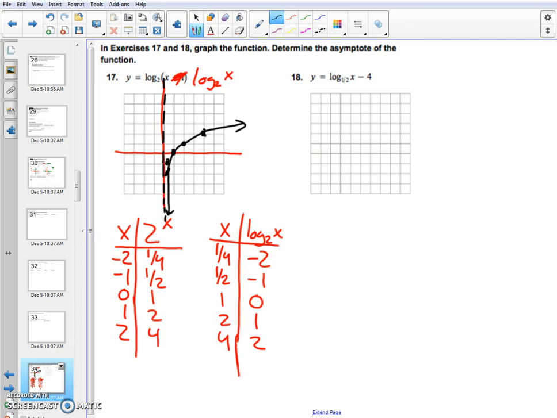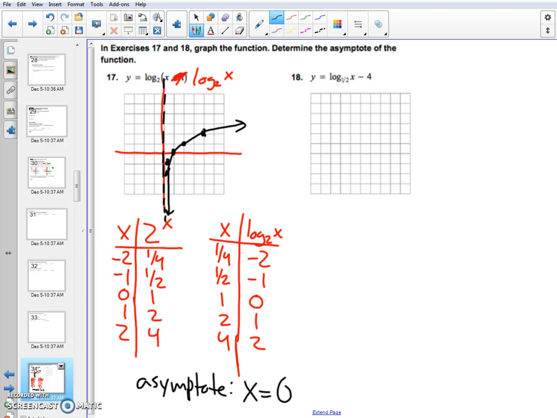Okay, so we graph the function, and they say to determine the asymptote of the function. So my asymptote here, it's a vertical line, is going to be the form x equals, and this is just at 0. So when we look at transformations, that asymptote's really going to help us graph as well.